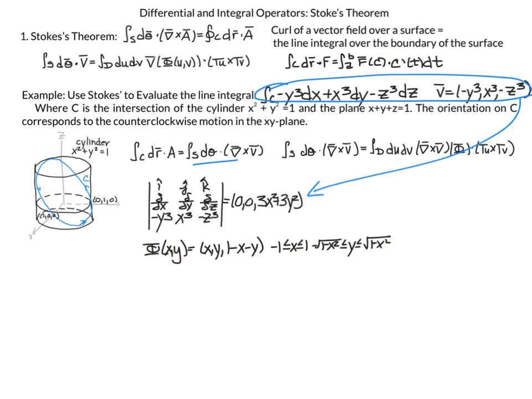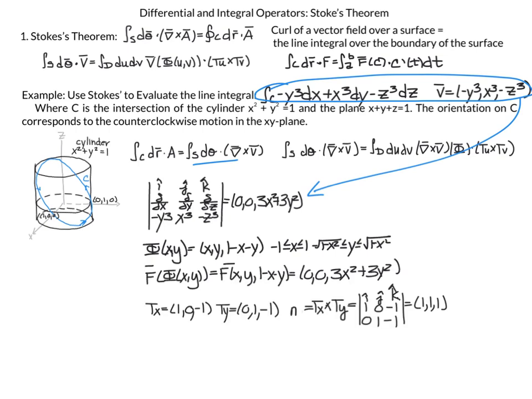So the parameterization of my surface is the plane, and the plane is the equation z equals 1 minus x minus y. So the parameterization is x, y, and z equals 1 minus x minus y, but it's just the part of the plane where x goes from -1 to 1, and y goes from negative square root of 1 minus x squared to positive square root of 1 minus x squared. So it's just the portion of the plane above the circle. So this is the tricky part of this problem.